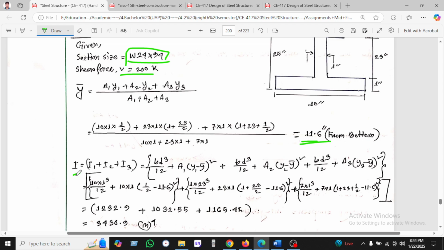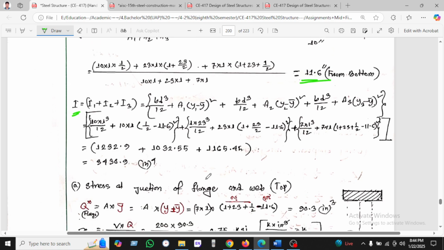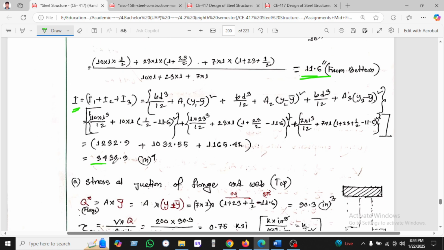Okay, so now we calculate I, which is the summation of all sections, I1, I2, I3, which is bd cubed by 12, plus A1 into (Y1 minus Y bar) squared, and so on. In this way we can calculate the moment of inertia of all the sections. So now the stress at the junction of the flange and web, which we can see here at the top.